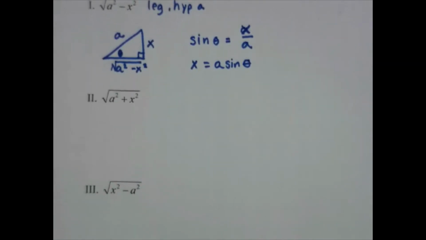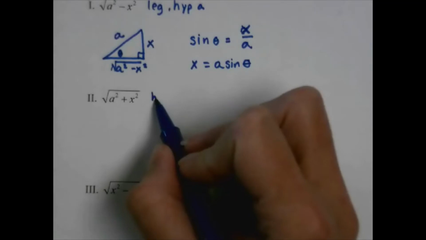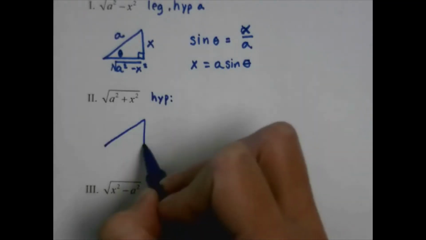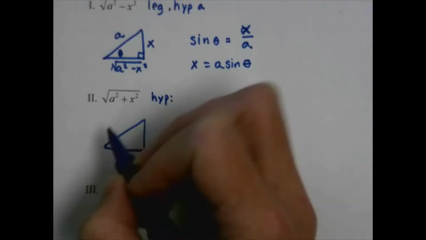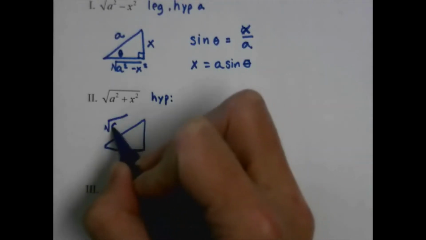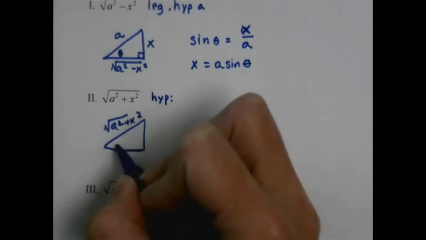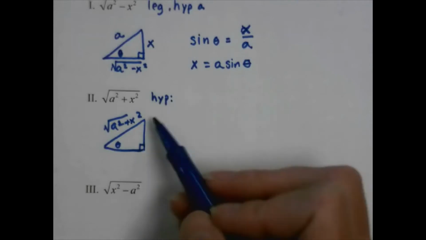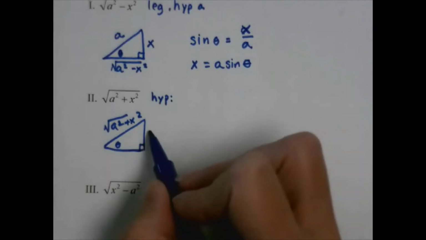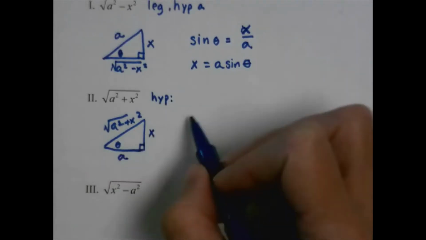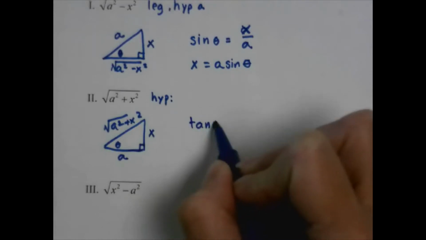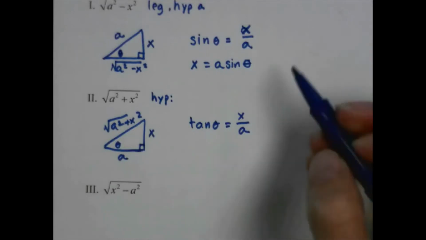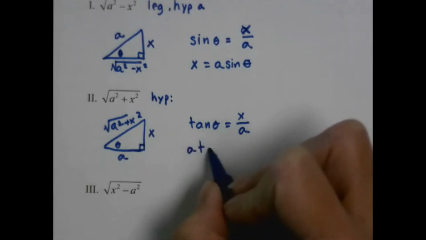This next one, a squared plus x squared, means that this is the hypotenuse. So this is the square root of a squared plus x squared. The two sides are x and a, and we're going to be using tangent for this one because we're using the two sides. So this will be my x, this will be my a. So tangent of theta is equal to x over a, and then again we're going to solve for that x.